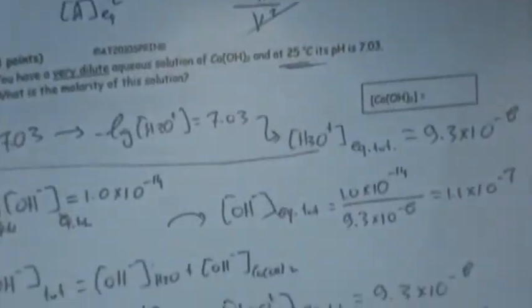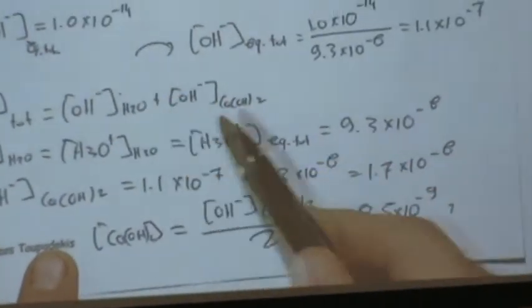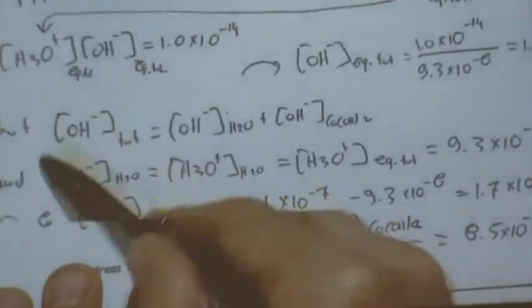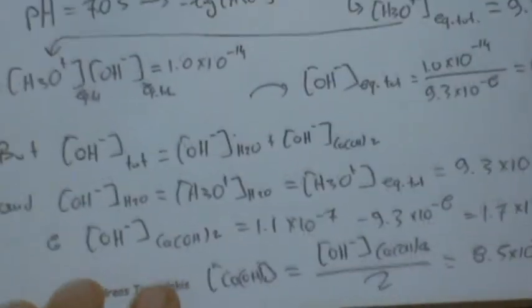Why is it subtracted? You solve from here, and this is going to be this equal to this minus that, and it goes to the other side. Right?